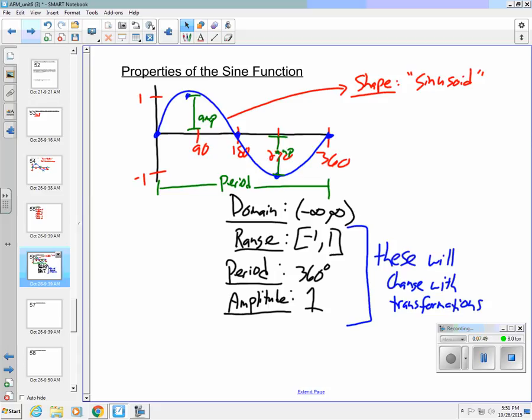So as we move the function around, that will change our y values, will change the range. We can make the period longer and shorter, and we can change the amplitude by adding in a vertical stretch.